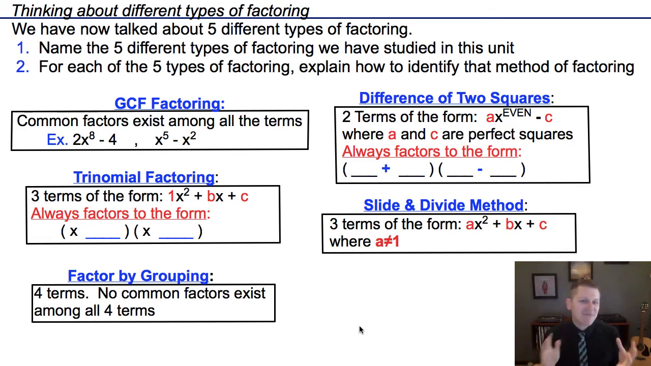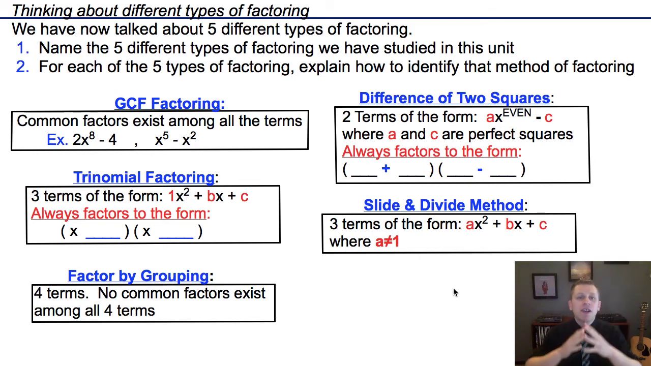Slide and divide method is pretty simple to identify. When you're looking at slide and divide, it looks very similar to trinomial factoring, except this term in front of the x squared, that coefficient there is anything but 1. So if my a term is 6, -6, 2, -2, even -1, that's going to clue us in to use slide and divide. So those are the 5 methods of factoring that we've talked about so far.